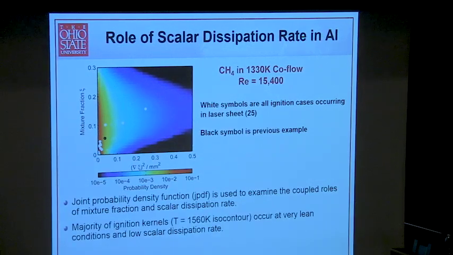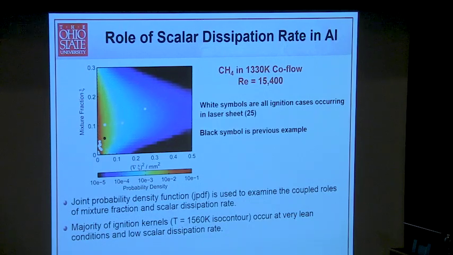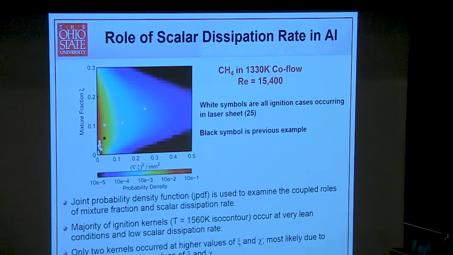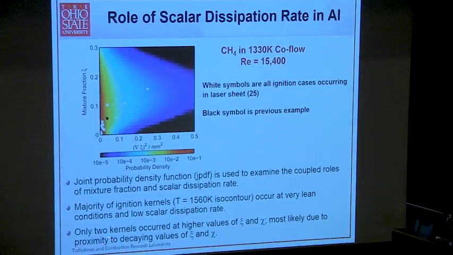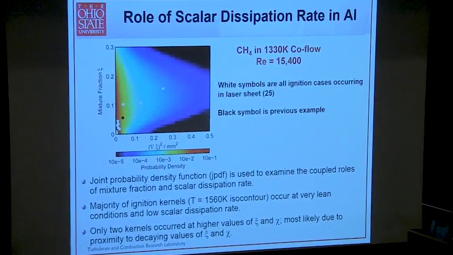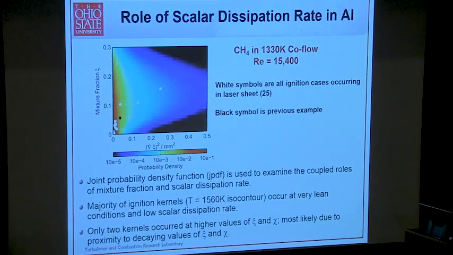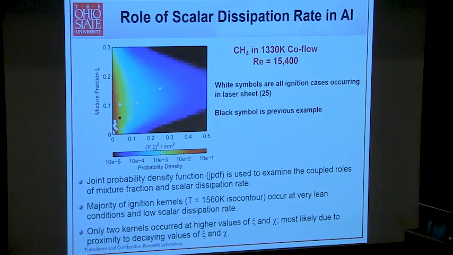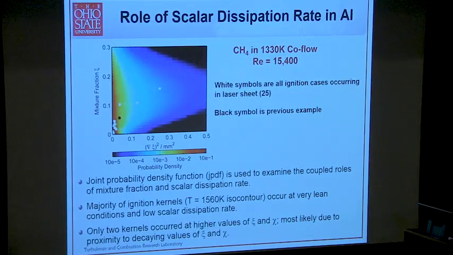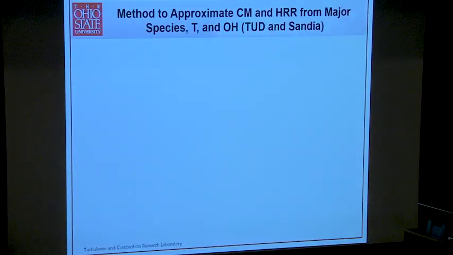Okay, and so the majority of the kernels occur at very lean conditions. And you do get a few samples that'll pop out here. Most likely they were close to something that was decaying. But again, we can show this statistically as well, that the most probable conditions are very lean because they're hot, and very low levels of scalar dissipation rate. So ignition is really wanting to occur with very little turbulence. Okay? So that's all I really wanted to show on that.